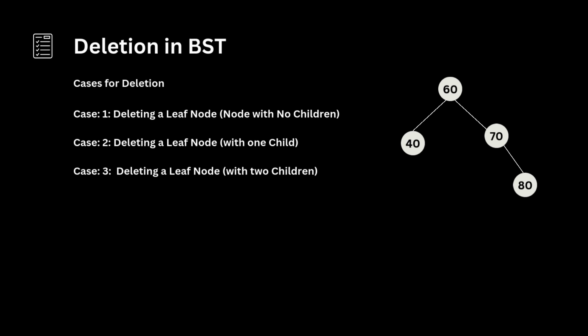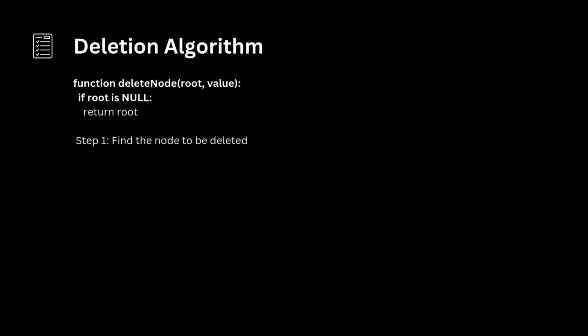The tree becomes like this. Deletion algorithm. First check if the tree is empty, that is root is null. The function returns null. This handles the edge case where tree is empty. The function first searches for the node that needs to be deleted.